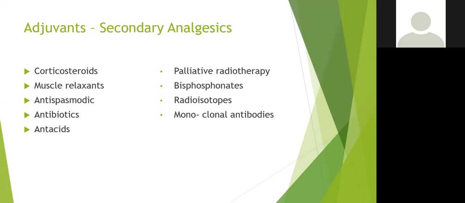Antibiotics. So why do we say that? Patients having a very bad oral fungal wound, an oral wound with secondary infection, that is causing the pain to get worse. A trial of antibiotics can act as an adjuvant analgesic to bring the pain down. Antacids: if gastritis is the cause of pain, antacids are a secondary analgesic.